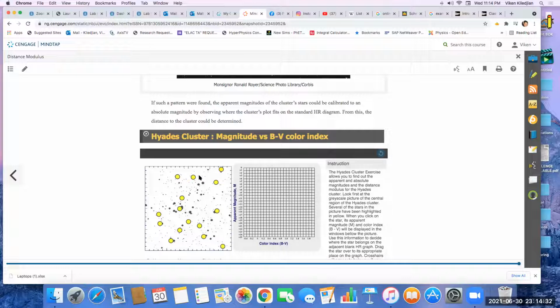So if the distance to one of the stars is, let's say, 102 million light years, then we would expect the distance to the other stars to be around 102 million light years. So within maybe 100 or 105. So we would expect them to be close to each other, relatively close, depending on the size of that cluster.